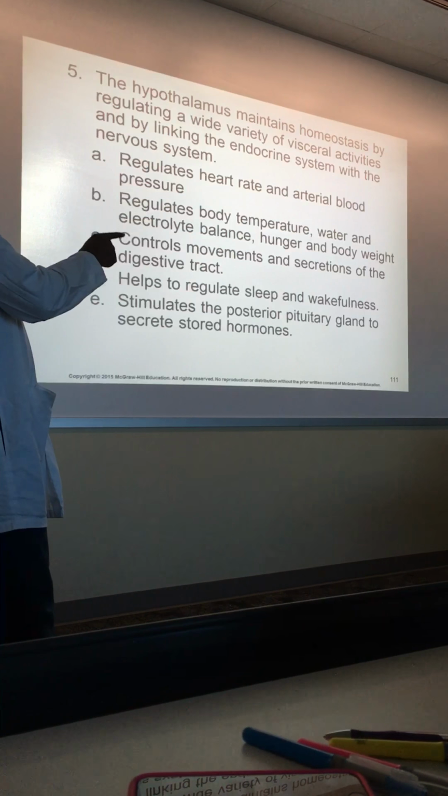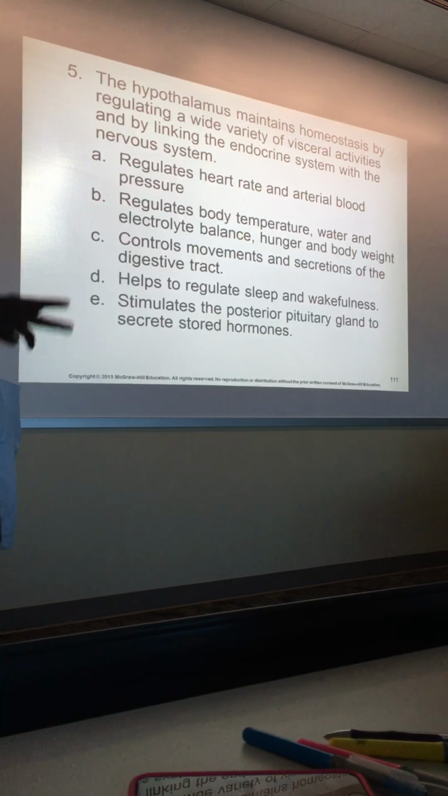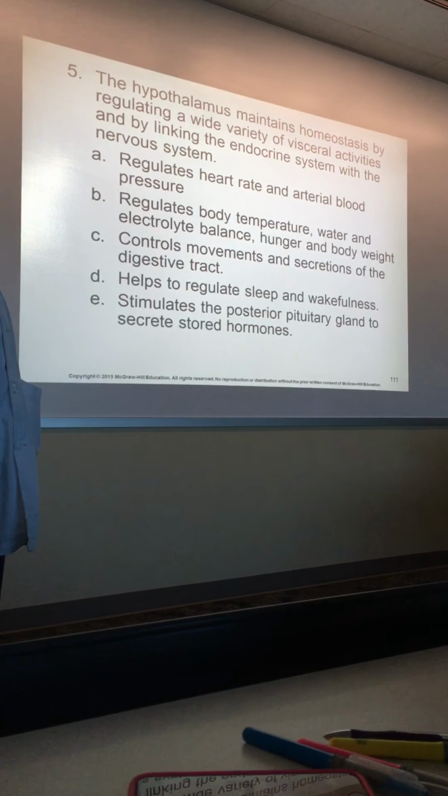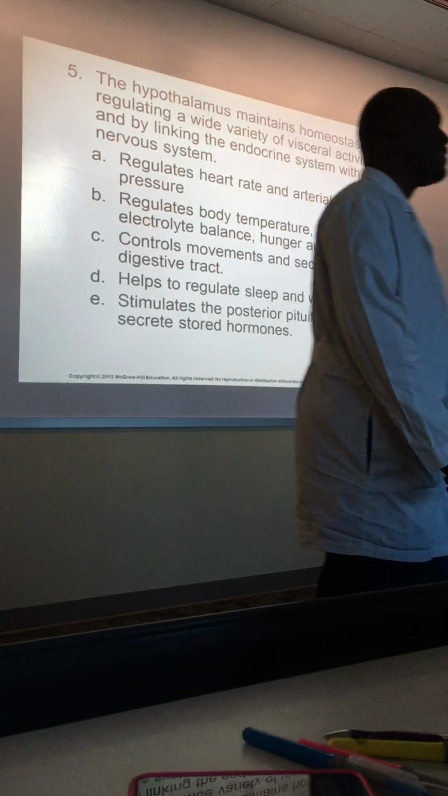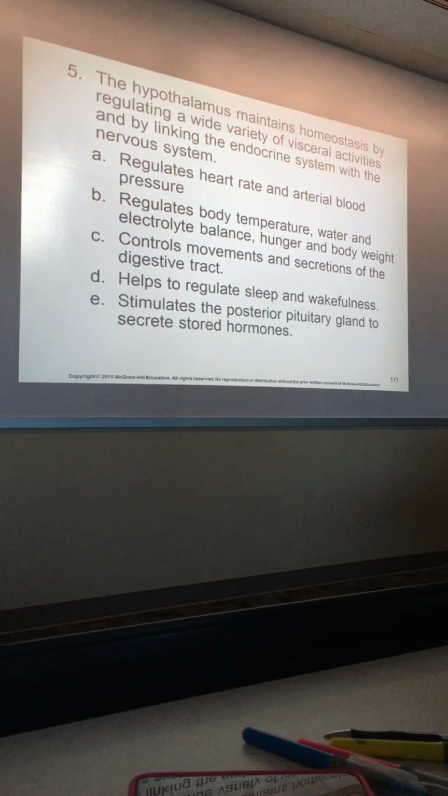Gilmore. Here's the catch. Posterior pituitary only houses two hormones. What are the two hormones that are found in the posterior pituitary? I'm glad you asked. Oxytocin and antidiuretic hormone. Those are the only two found in the posterior pituitary.